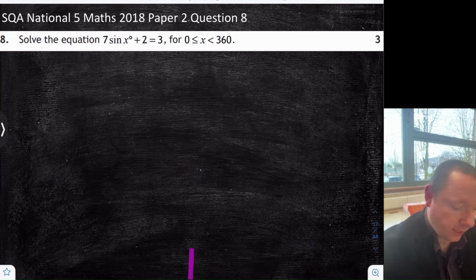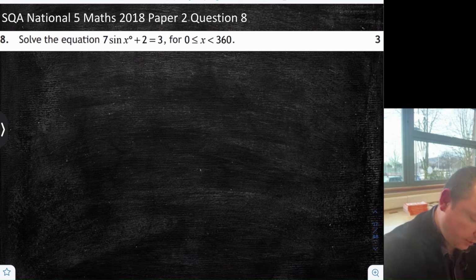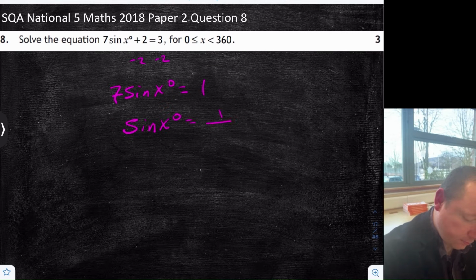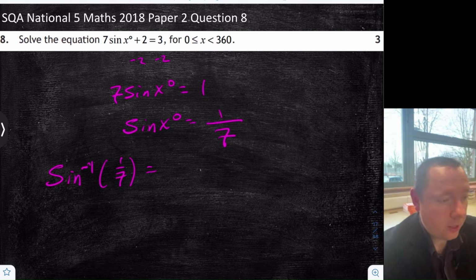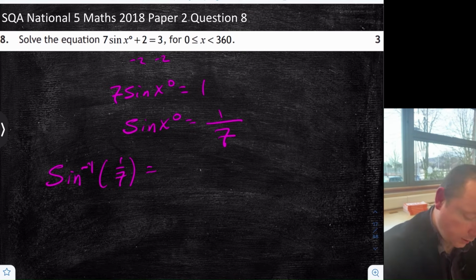Solve 7 sin x plus 2 equals 3. So I'll take away 2 from both sides to get 7 sin x equals 1. So the sin x is equal to a 7th. So I can do the inverse sine of 1/7. Using a calculator, I get 8.2 to 1 decimal place.